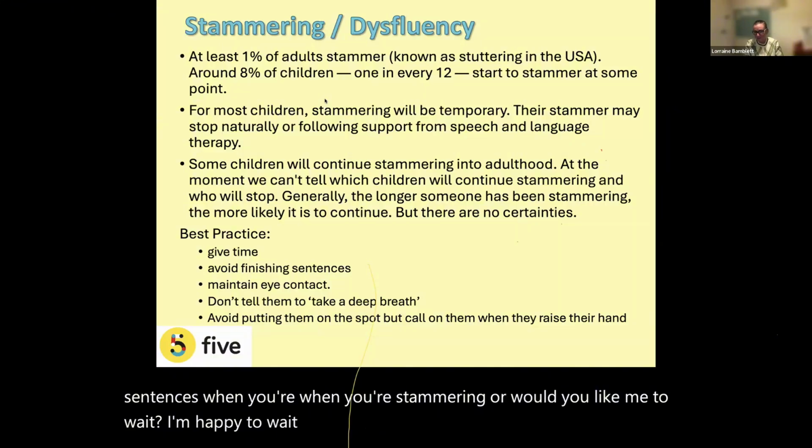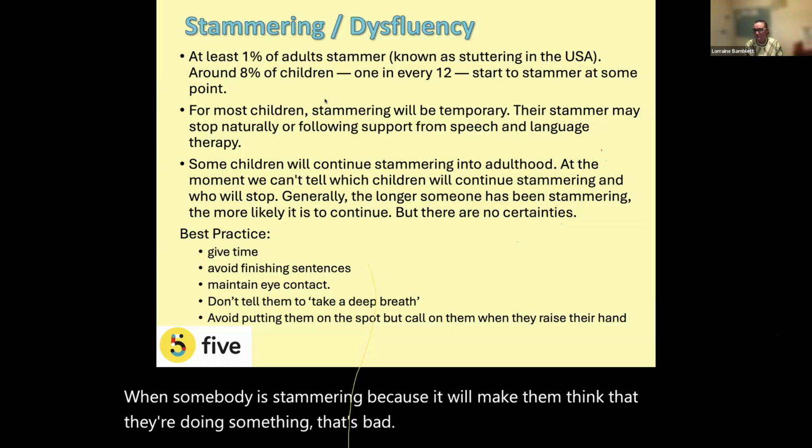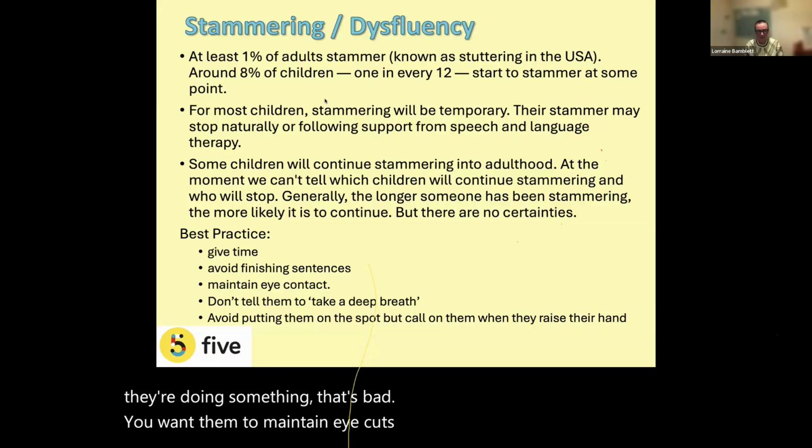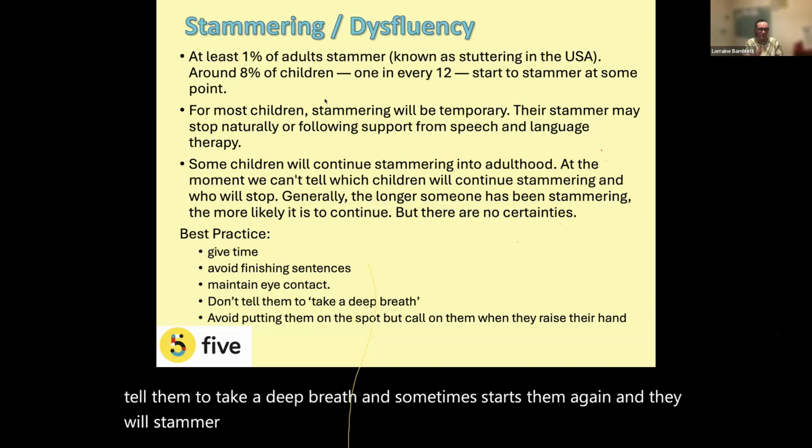Maintain eye contact. That's a really important thing. Don't look away when somebody is stammering because it'll make them think that they're doing something that's bad. You want them to maintain eye contact if they are comfortable with it. Don't tell them to take a deep breath. That sometimes starts them again and they will stammer again. This is a big one.